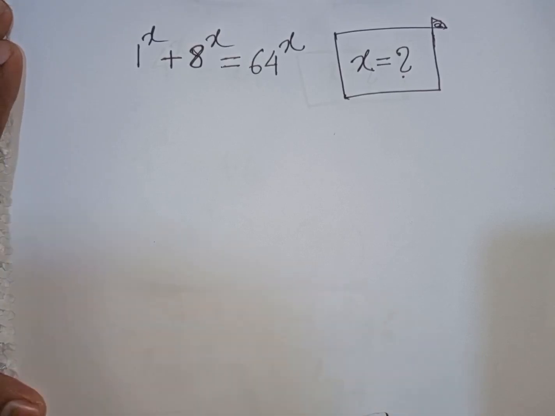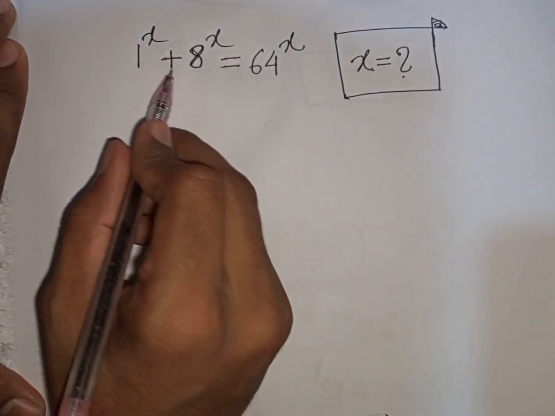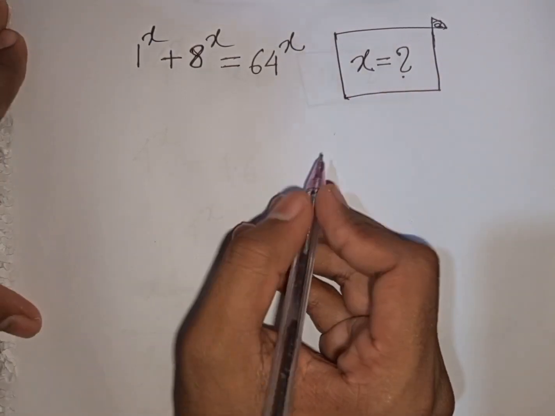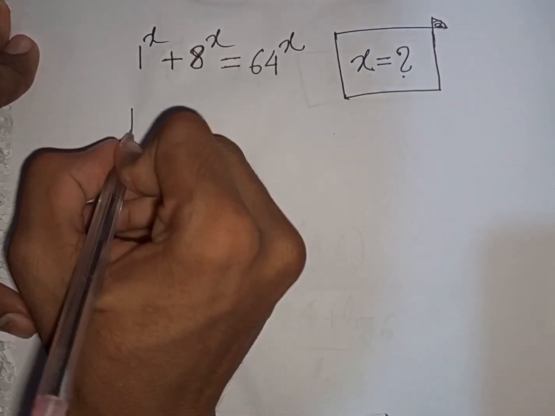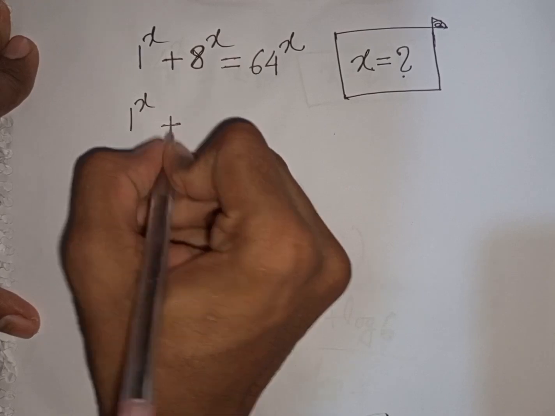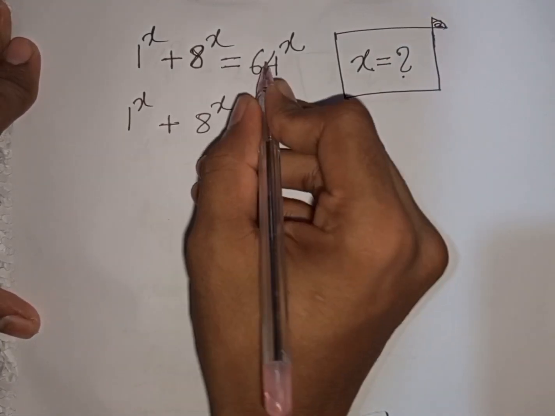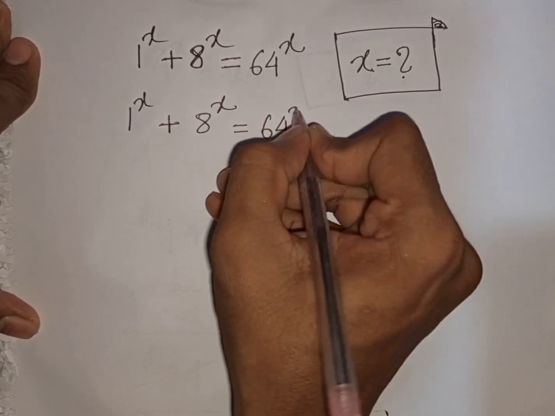How to solve 1^x + 8^x = 64^x. What is the value of x? So, we have 1^x + 8^x = 64^x.